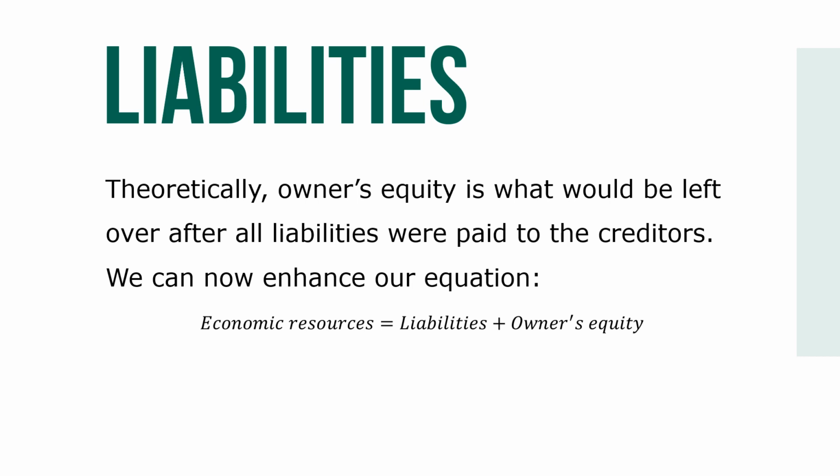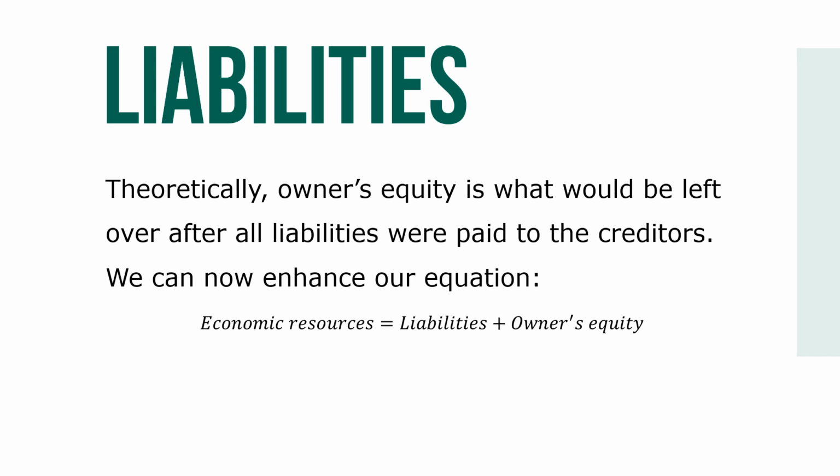There are two types of equities: the rights of the creditors, those who are owed money by the business, and the rights of the owners. The rights of the creditors are known as liabilities and represent debts of the business. The rights of the owners are known as owner's equity. Owner's equity represents the resources invested in the business by the owners. Theoretically, owner's equity is what would be left over after all liabilities were paid to creditors.